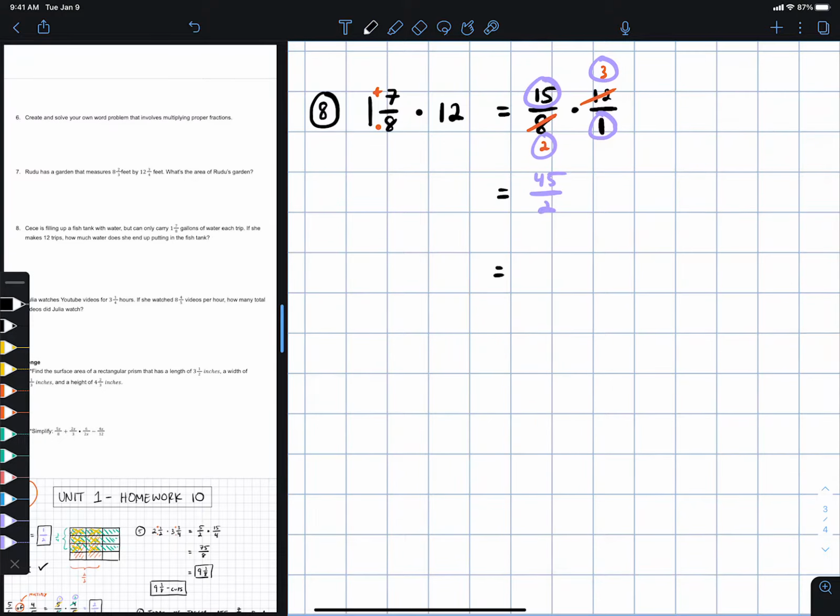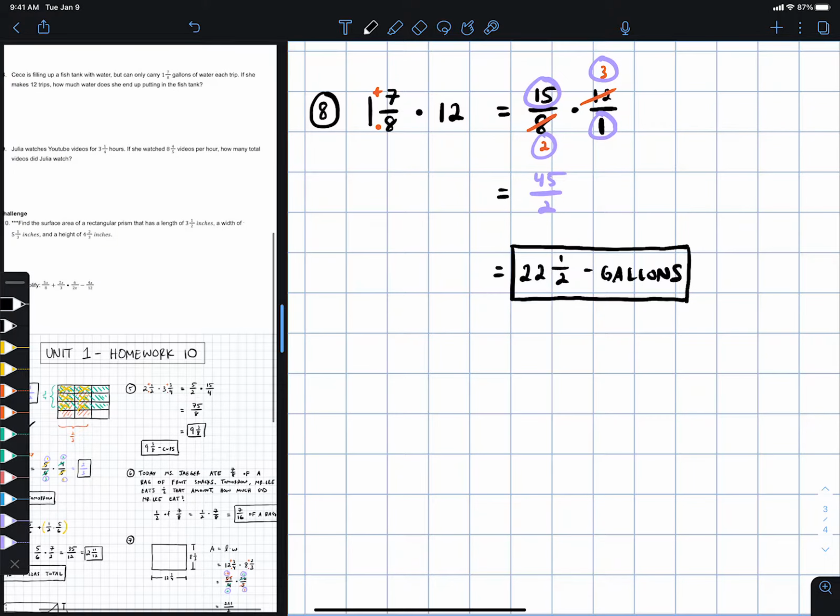And if we turn that to a mixed number, 2 goes into that 22 times. That's 44, right? With 1 left over. So this is going to be 22 and a half gallons, I think, would be the total. So if she made 12 trips, and each time she brought 1 7/8 gallons, she'll have brought 22 and a half gallons in total. Okay, that's what we just found out. So that's number 8.